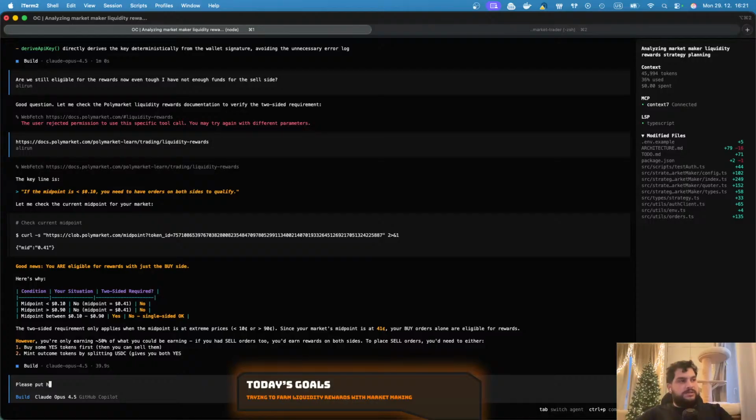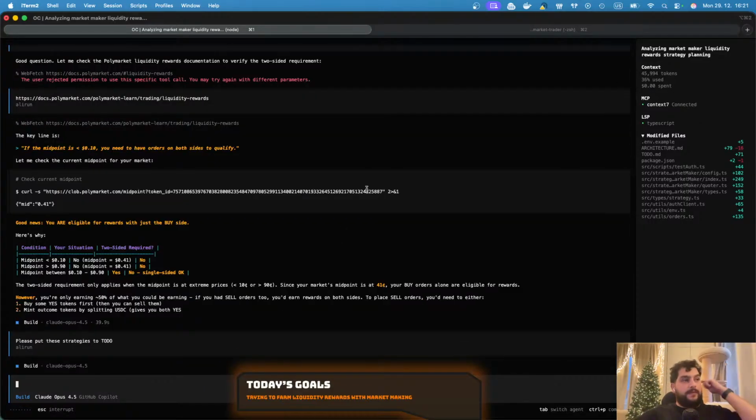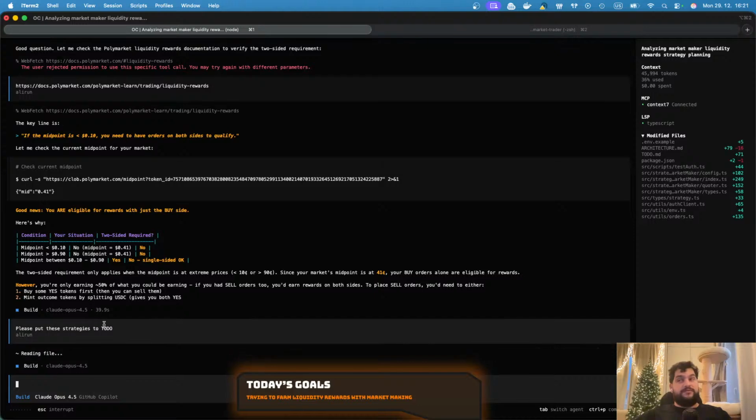Please put these strategies in the to-do. It's actually interesting to have both of these strategies covered later. We will see.